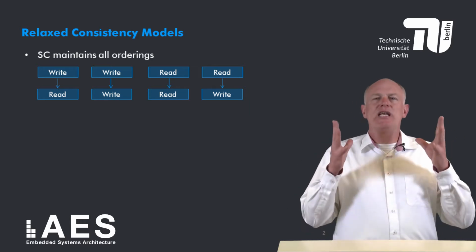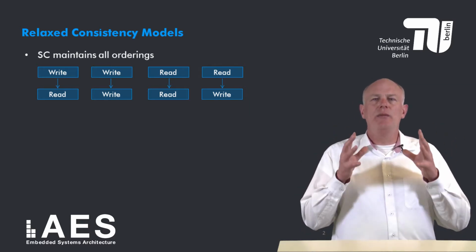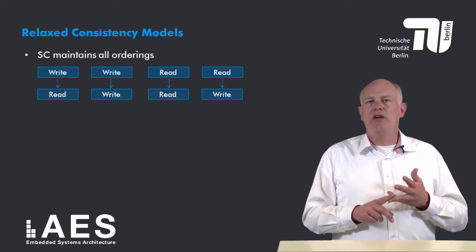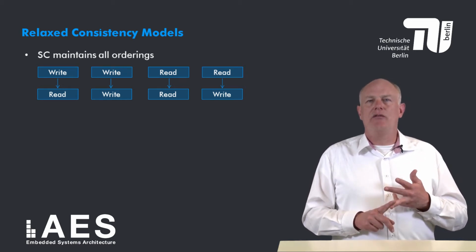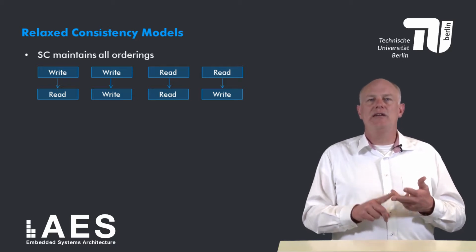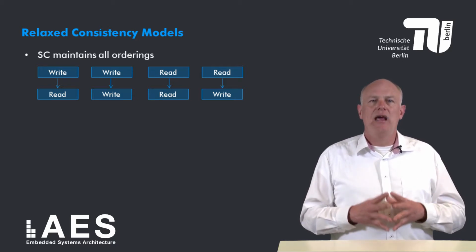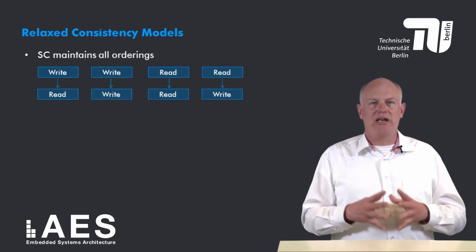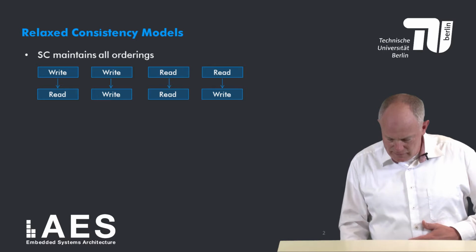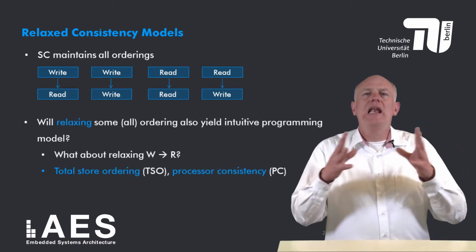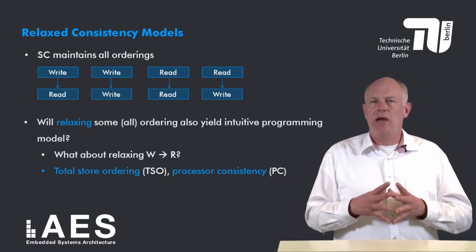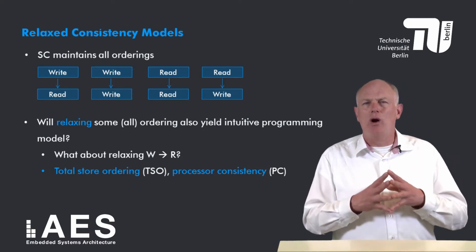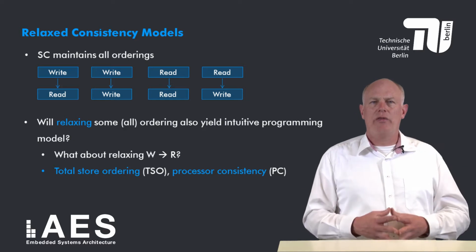Bottom line, sequential consistency needs to maintain all memory access orderings. Write, then read, write, then write, read, then read, and read, then write. In other words, sequential consistency is very strict. The question now is, can we relax some or all memory access orderings? Does this also yield a programming model the programmer can work with?